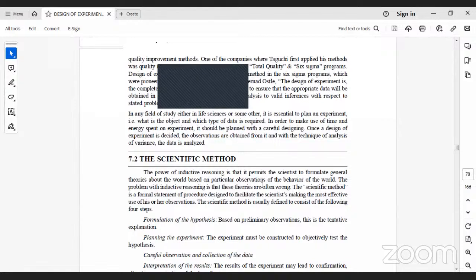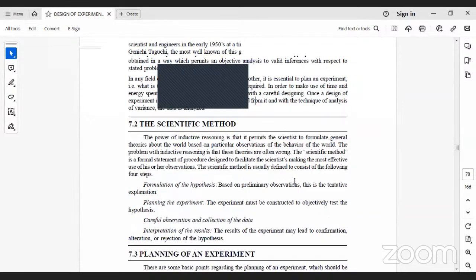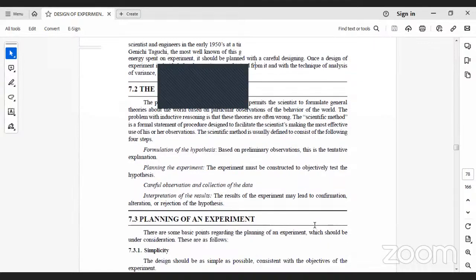First, formulation of the hypothesis based on preliminary observations; it is a tentative explanation. Second, planning the experiment to construct an objective test of the hypothesis: the null hypothesis H0 and the alternative hypothesis. Third, careful observation and collection of the data. Fourth, interpretation of the results. The results of the experiment may lead to confirmation, alteration, or rejection of the hypothesis.